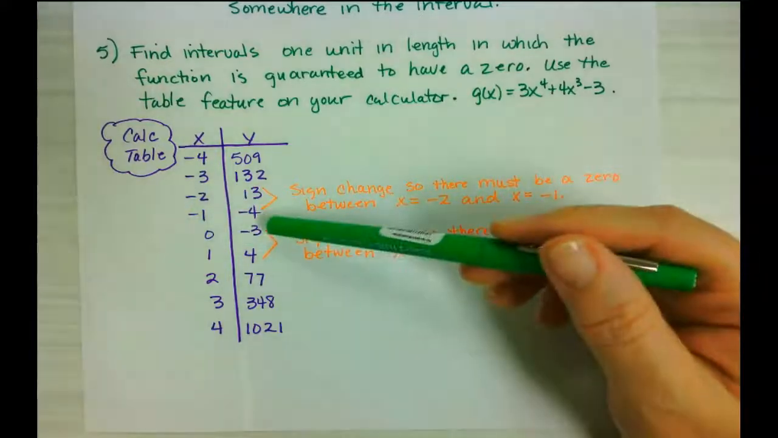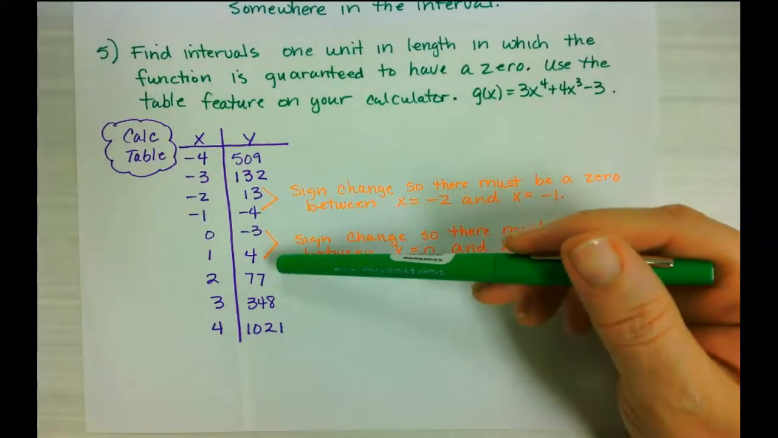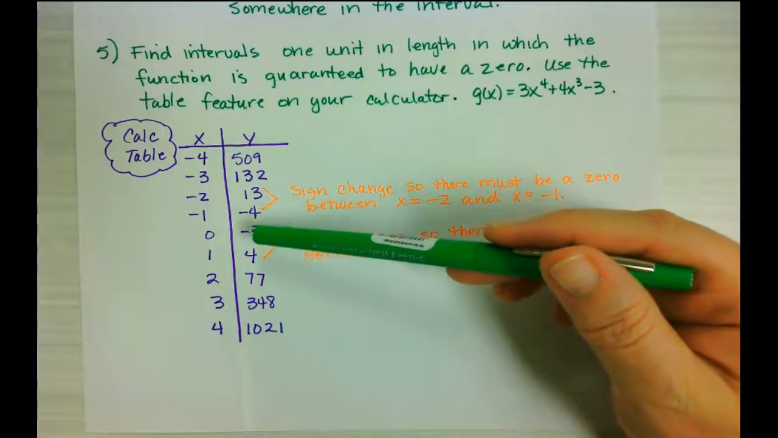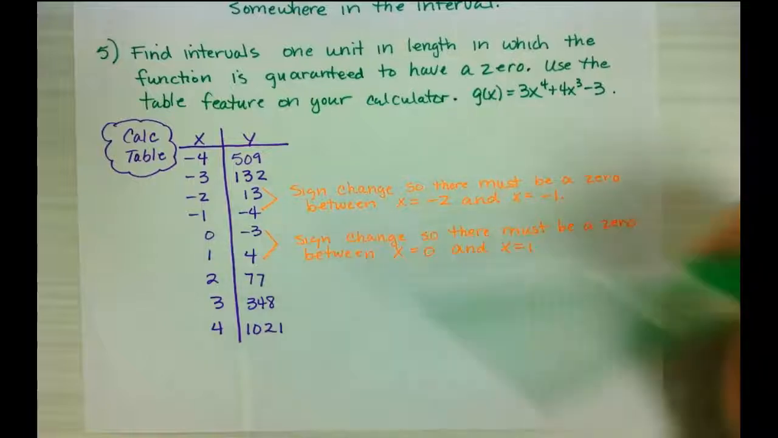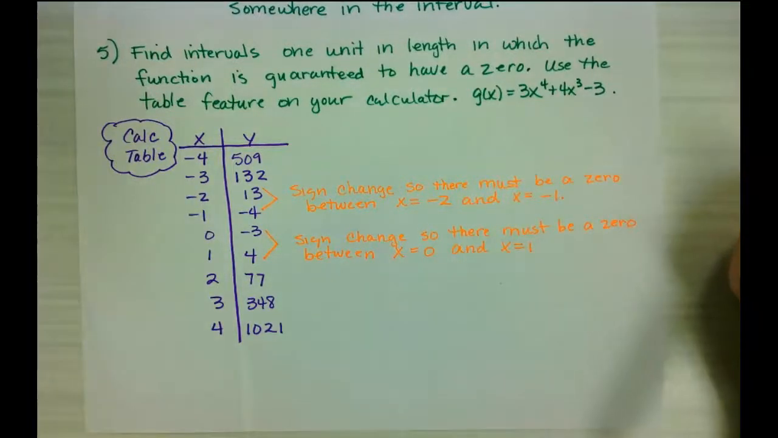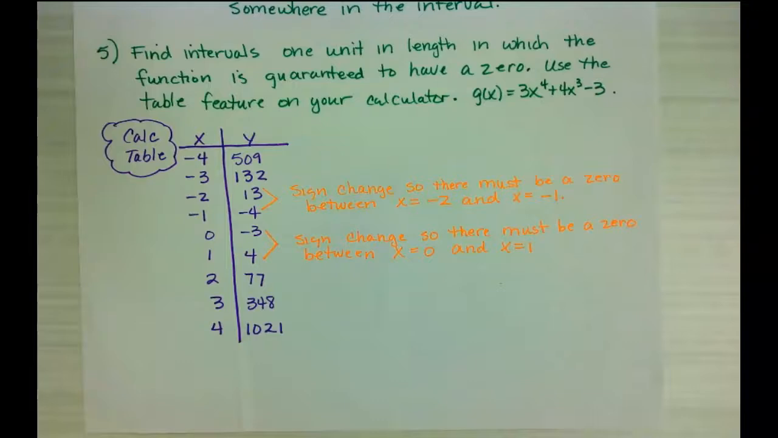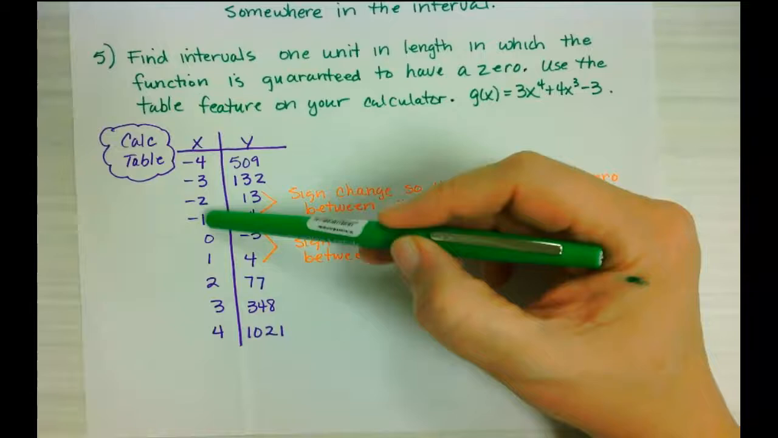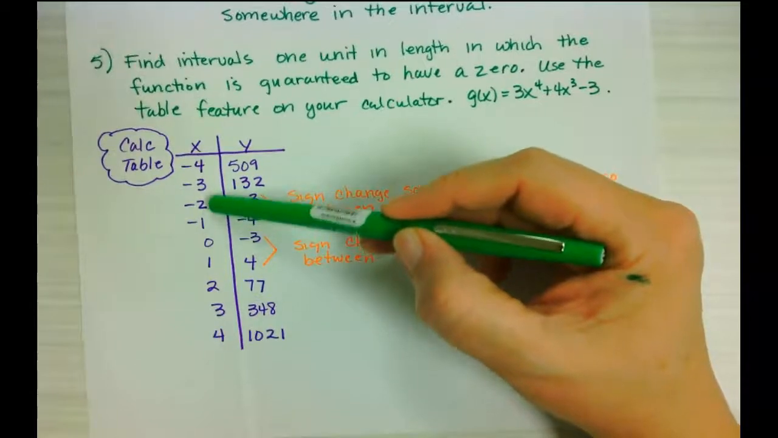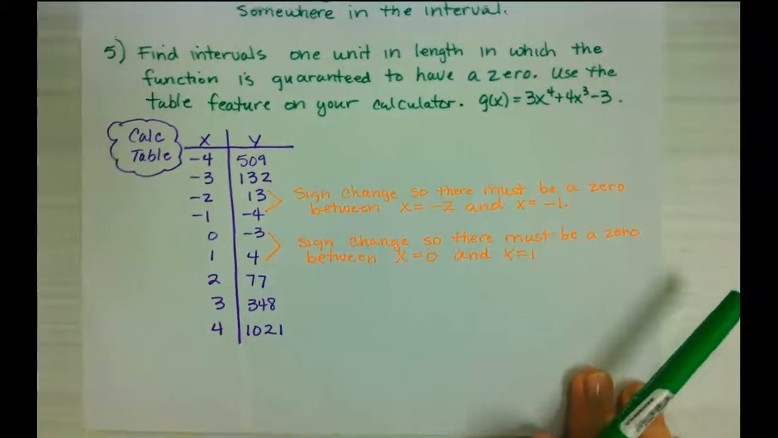So on this one, I see another sign change from -3 to 4. So the y values change from negative to positive, which means there is a 0 guaranteed between 0 and 1. So that's kind of how that intermediate value theorem works. It's guaranteeing, by knowing that there's a sign change, that there is going to be a solution or a root of 0 on the other side.